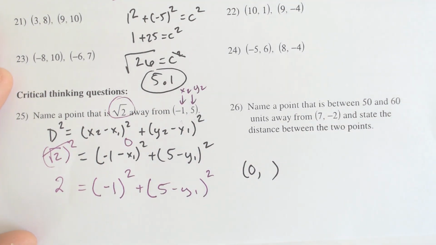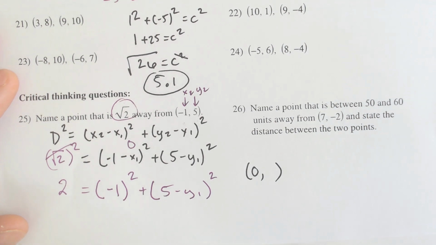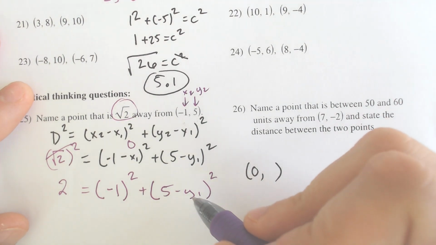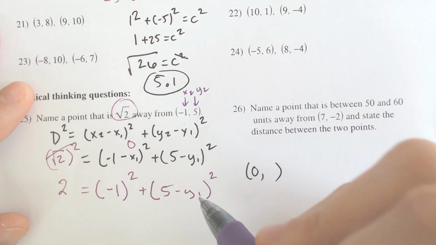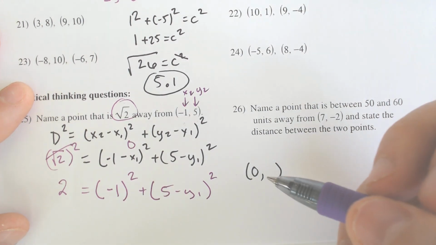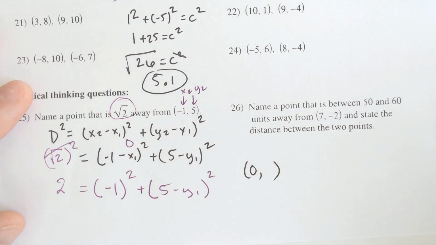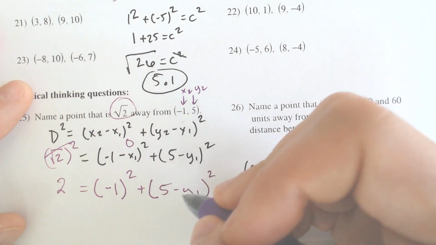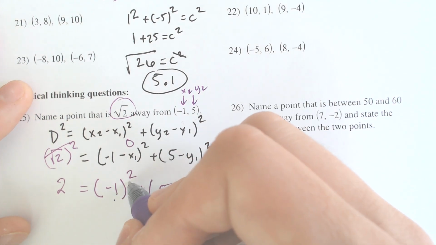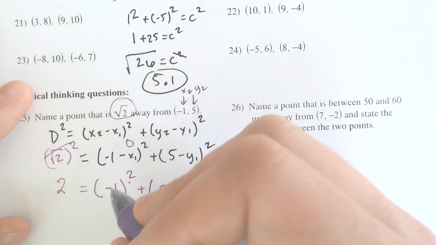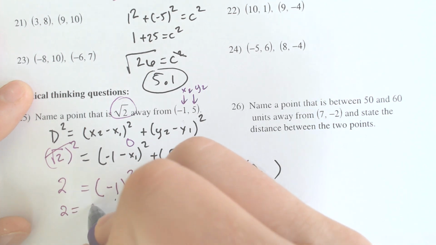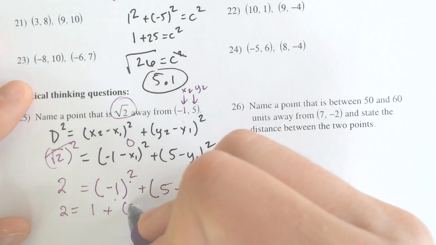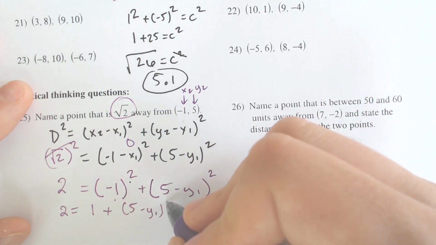And with that being said, it might work, it might not. Maybe 0 is just too far away. There's a chance. So let's see if this is solvable with the 0 plugged in. If it's not, then we're going to have to graph it and go back to the drawing board. Again, bonus problem. Let's solve for y here. Let's see what happens. Negative 1 squared is 1. So if we have 1 here, we'd have 2 equals 1 plus 5 minus y1 squared.